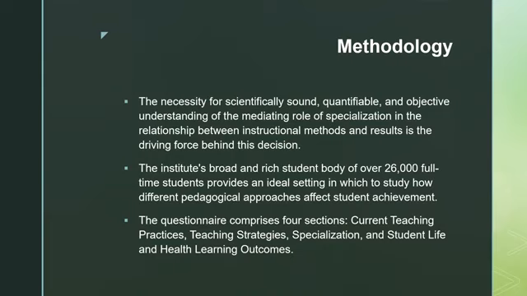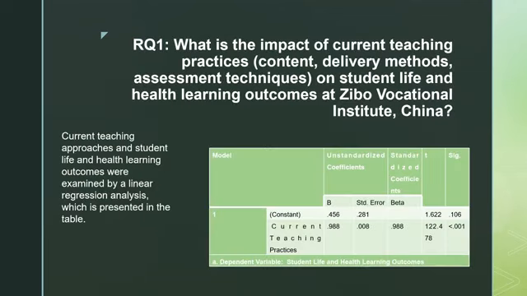The questionnaire comprises 4 sections: current teaching practices, teaching strategies, specialization, and student life and health learning outcomes. Current teaching approaches and student life and health learning outcomes were examined by a linear regression analysis, which reveals that content delivery methods and assessment techniques significantly influence student health outcomes.